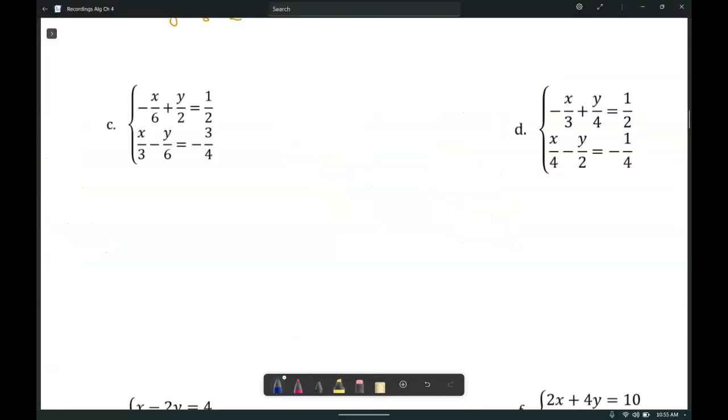Now here we've got some fractions. So in order to isolate, it might be easier to go ahead and get rid of those fractions by multiplying by a least common denominator for each of the equations individually. We can multiply our first equation by 6, giving us -x plus 3y equals 3.